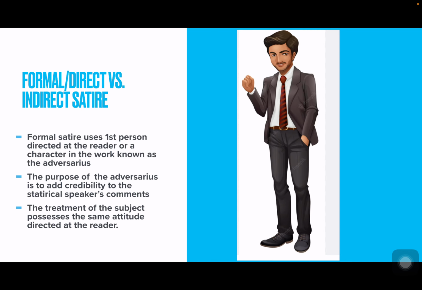So there's two different types of satire. There's the formal satire versus indirect satire. A formal satire uses first person. It's directed at the reader. And then there's the character in the work known as the adversarius. The purpose of the adversarius is to add credibility, that's the key word, to the satirical speaker's comments. So you've got this adversary who they're projecting everything on, and so they're adding credibility to the speaker's comments. The treatment of the subject possesses the same attitude directed at the reader.